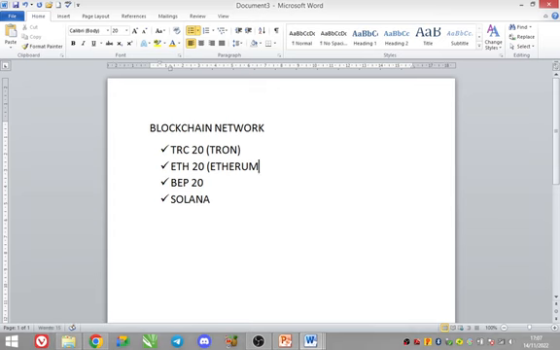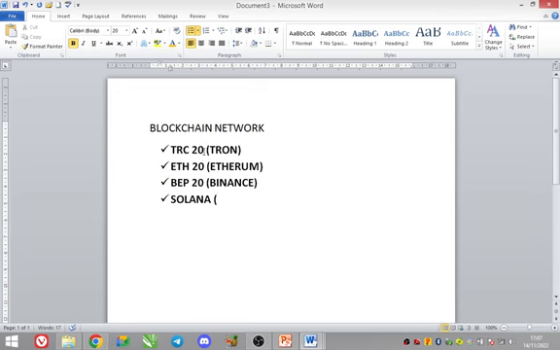This is more of Ethereum network, while this Web20 is more of Binance. It's actually more of Binance token and the rest. Now this is more of Solana token, because we have different kinds of blockchain network, depending on where that token is being regulated.